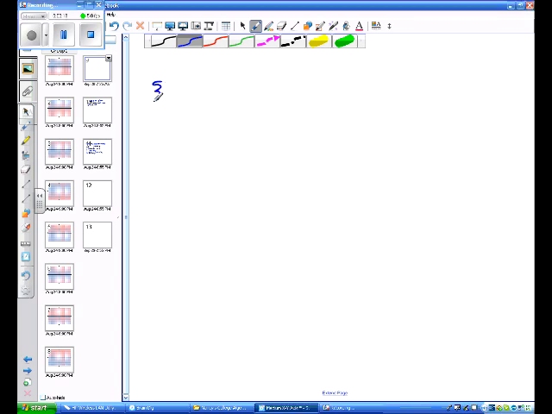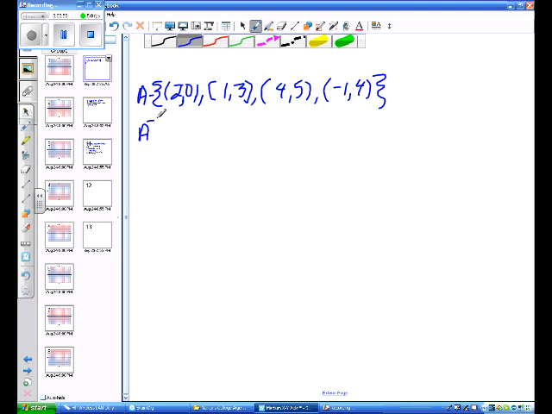If we had the function (2, 0), (1, 3), (4, 5), and (-1, 4). Now we know this is a function because all of our x values are different, and so we're going to call this a.